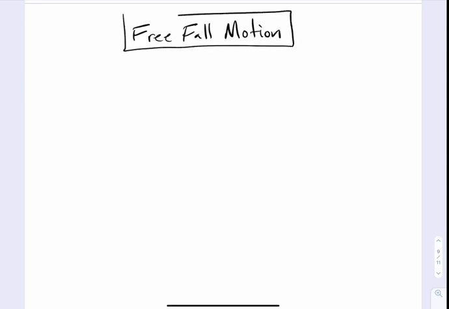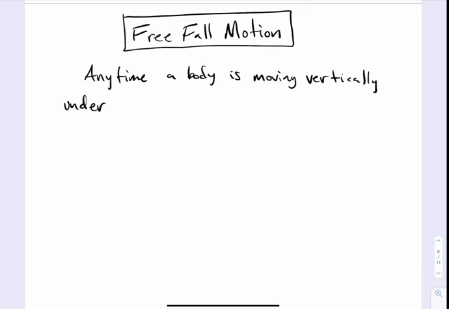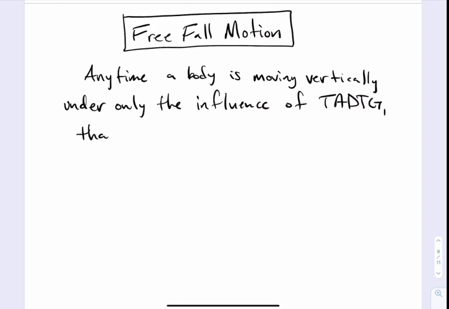So the reason I'm introducing the acceleration due to gravity in a mathematical sense is that I'm going to define for you something called free fall motion. Free fall motion is any time a body is only being acted on by the acceleration due to gravity. So the way I'm going to write that is: anytime a body is moving vertically under only the influence of the acceleration due to gravity, that body is in free fall motion.